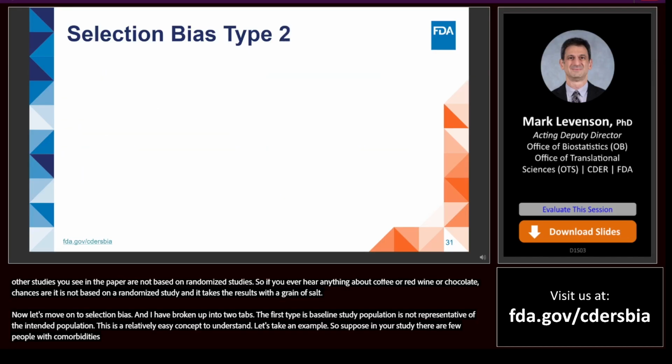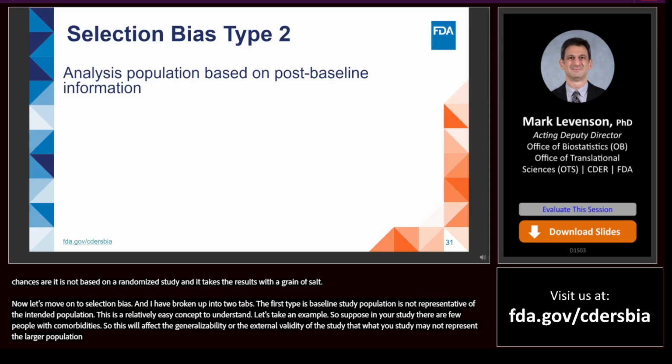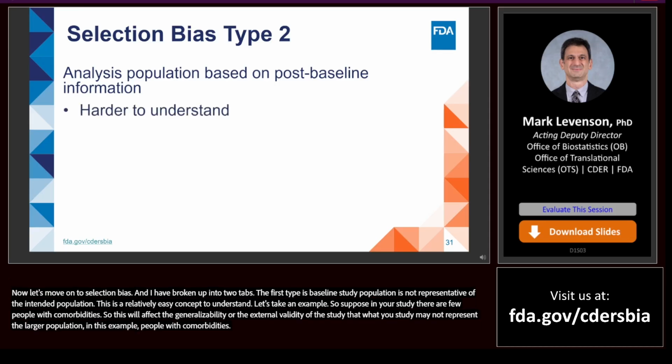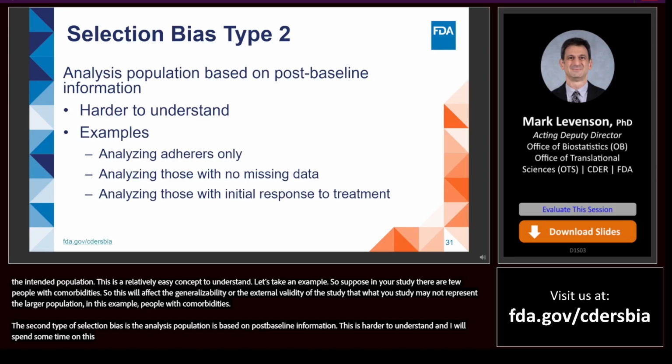The second type of selection bias is that the analysis population is based on post-baseline information. This is harder to understand, and I'm going to spend some time on this. So some quick examples that we'll dive deeper into are analyzing adherers only, analyzing those with no missing data, and analyzing those with an initial response to treatment. You can see that the population you're analyzing is all based on post-baseline information.